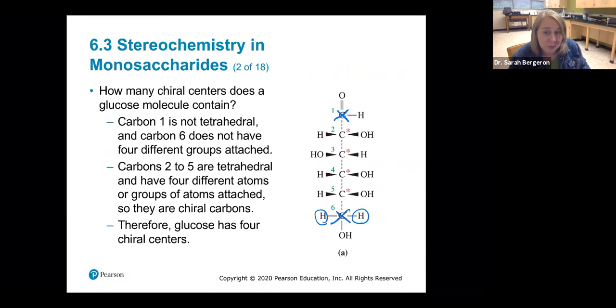And the reason this works, that all these 4 carbons in the middle are chiral, is because the ends are different. At one end we have a carbonyl group, and at the other we have a hydroxyl group. So the top's carbonyl, the bottom's hydroxyl. So now we have glucose having 4 chiral centers.